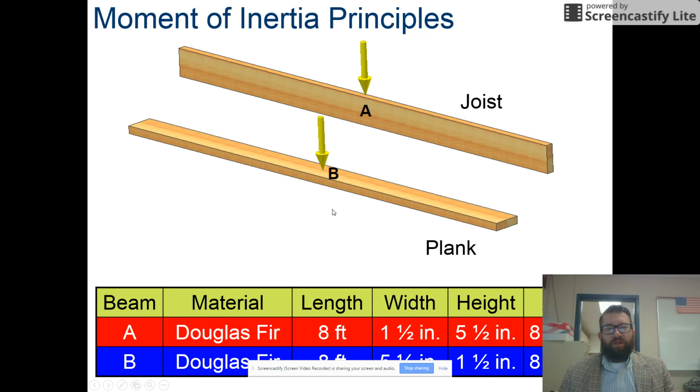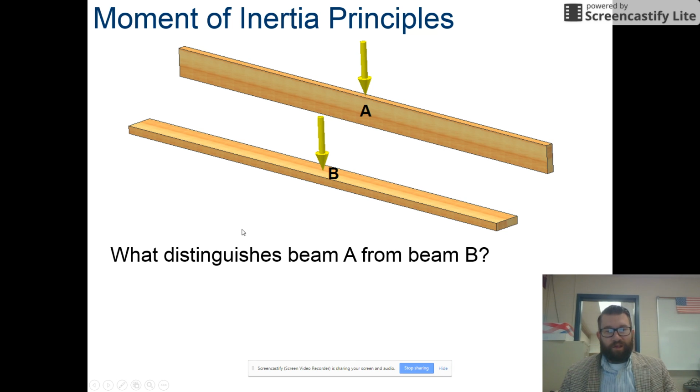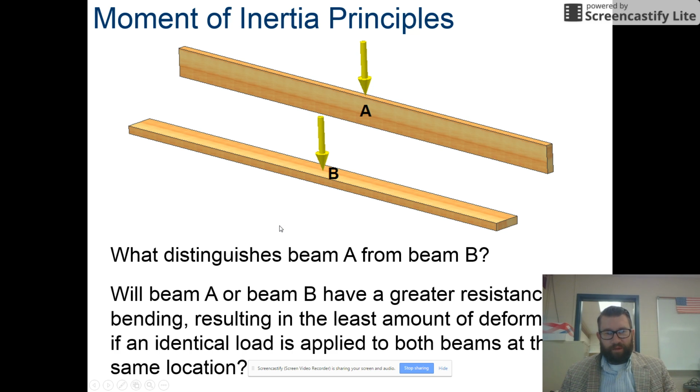So we have two boards here. We have a joist that's positioned upright, and we have a plank that's positioned horizontally. Everything else is the same. Length, width, height, and therefore area and material is all the same. So what makes the difference in moment of inertia? What distinguishes beam A from beam B? Well, it's going to be the orientation, as we'll see here in just a minute. So, will beam A or beam B have a greater resistance to bending if an identical load is applied to both beams at the same location?